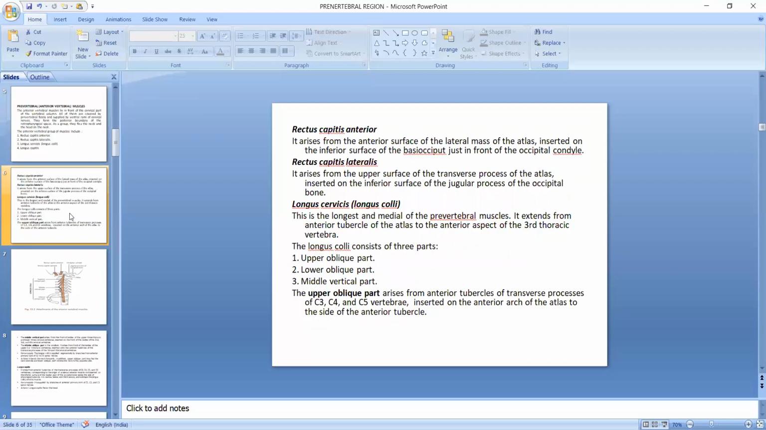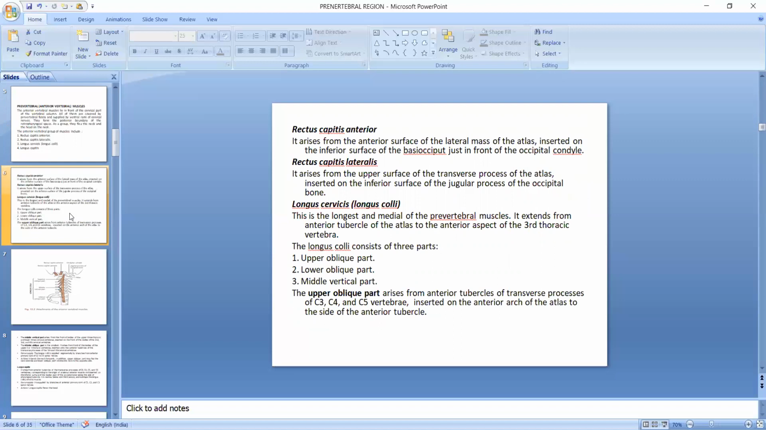Rectus capitis anterior arises from the anterior surface of the lateral mass of the atlas and is inserted on the inferior surface of the basi-occipital just in front of the occipital condyle. Rectus capitis lateralis arises from the upper surface of the transverse process of the atlas and is inserted on the inferior surface of the jugular process of the occipital bone.